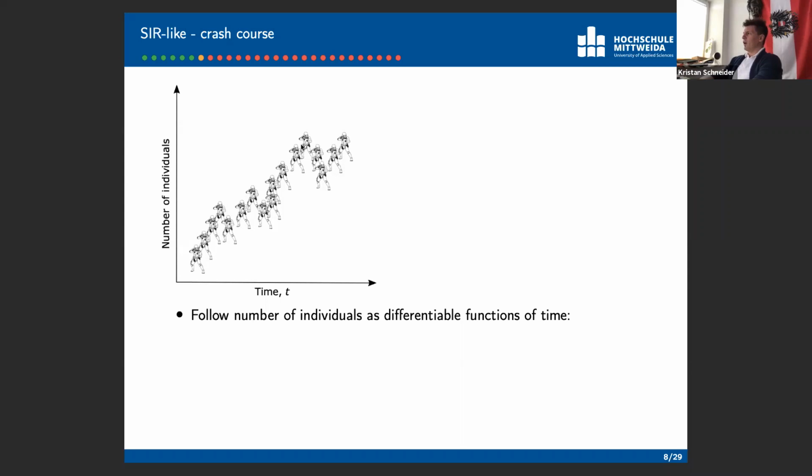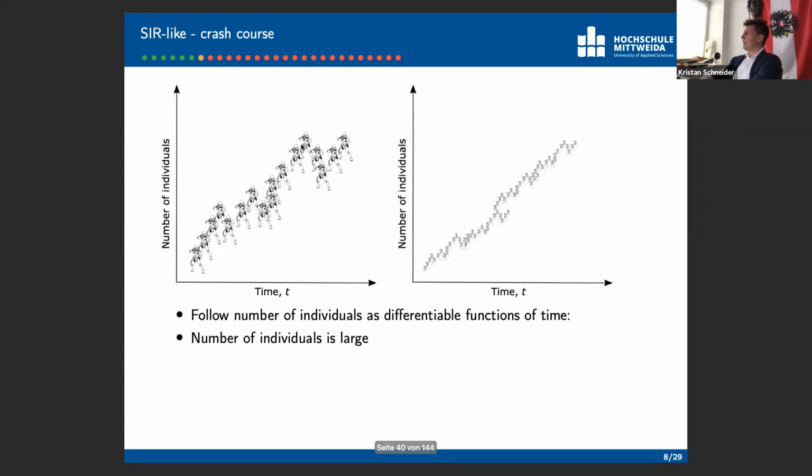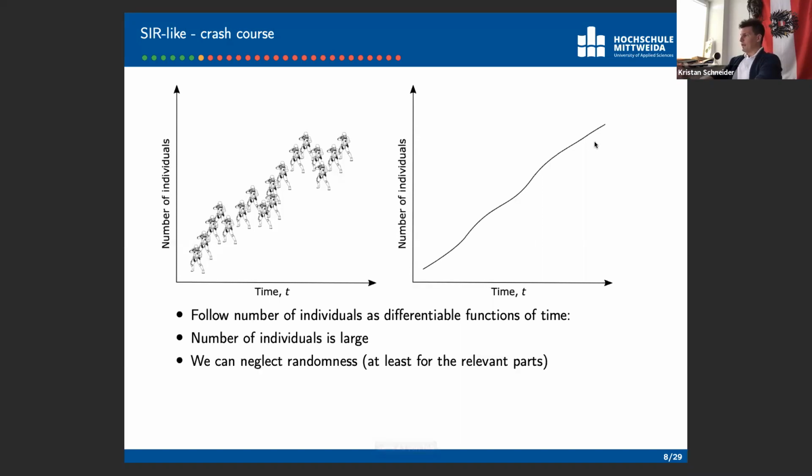But if you have a large population and you zoom out, you have a lot of them, then it looks a bit more smooth. And if you zoom out further, it looks even smoother. And so as an approximation for this kind of model, you just model it as a function of time that is nice and smooth and differentiable. And that is justified if the number of individuals that you consider in a population is large. Okay, and large also means typically we can neglect randomness, at least for the relevant parts of what we want to study.